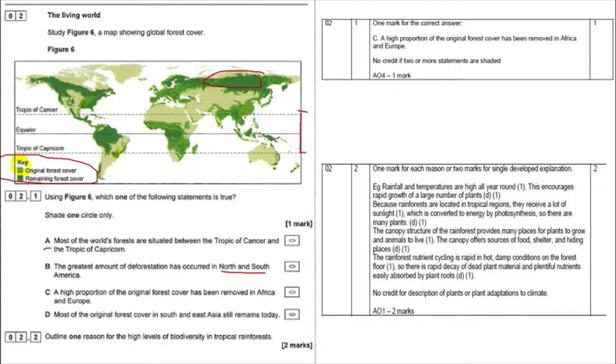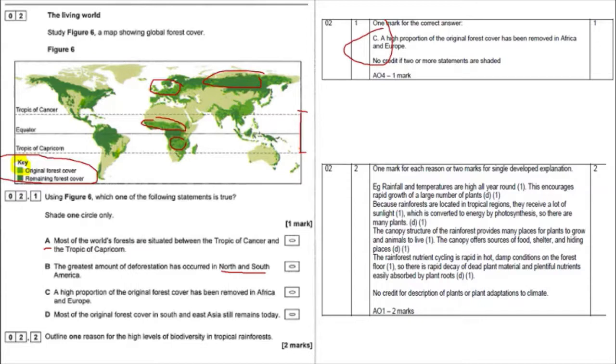The third one says a high proportion of the original forest over in Africa and Europe has been removed. So again, we're looking for that middle colour green, and actually what we can see is there are big chunks there, big chunks there, big chunks there. So that has to be true. So the answer is going to be C, and if we look over here, we'll see that's actually the case.